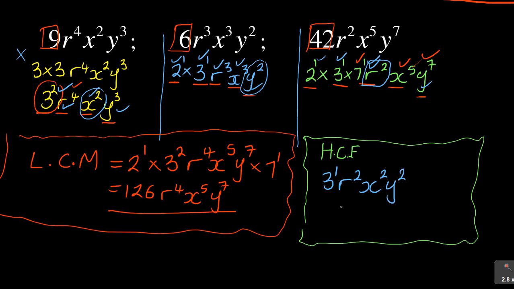So this actually becomes your highest common factor. The HCF in this case is equal to 3 R squared, X squared, and Y squared. What am I saying? I'm saying the highest number as well as the unknowns or the variables that can go into the 3 sets of expressions that I'm given. That number that can go in without leaving a remainder is 3R squared, X squared, Y squared.